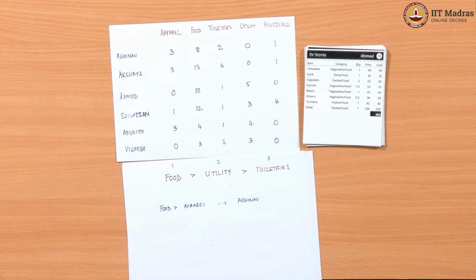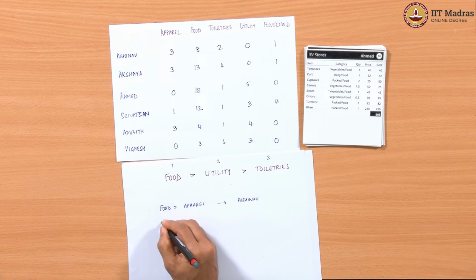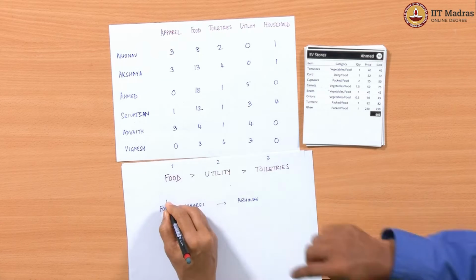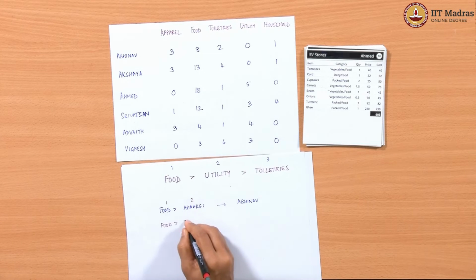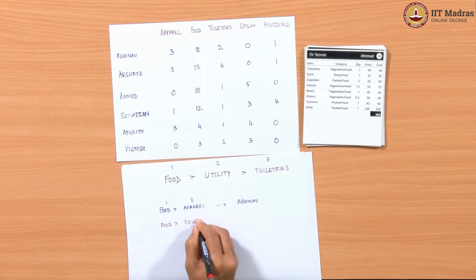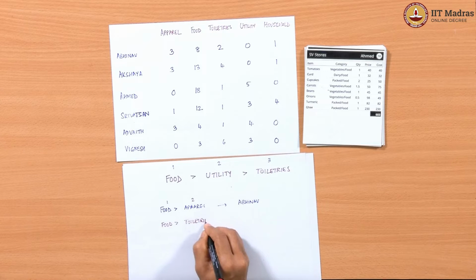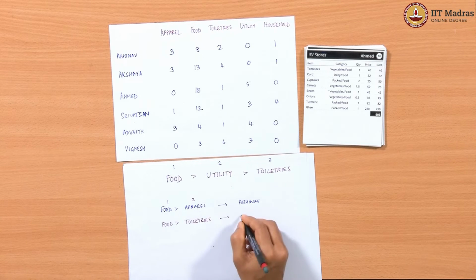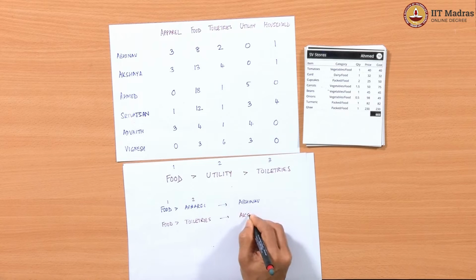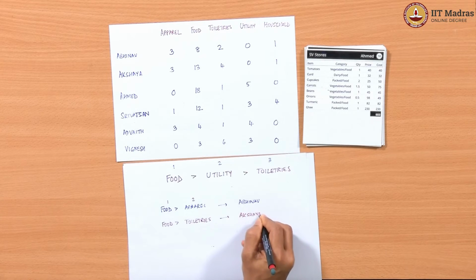Okay, so I come to the next row. Food is greater than apparel and it's Akshaya. Oh, but toiletry is there. No, number 2 is toiletry. Okay, so food is greater than toiletry. This is 1 and this is 2. So in this case, it's food greater than toiletry, so then it becomes Akshaya. So far so good. It's working.